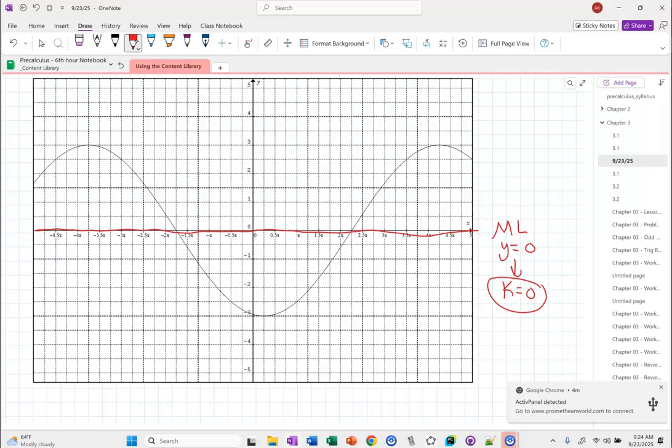Next thing you'd want to search for is the amplitude, which is related to which coefficient? A, C, or H? A.